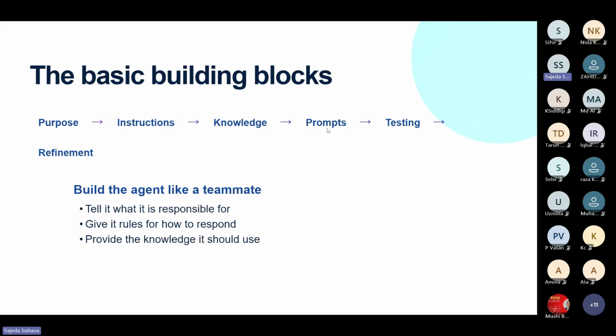Then the prompt. Let's say you opened a website and you see an AI agent just pop up in front of you. You don't know what type of question you need to ask. If you write some predefined prompts, predefined questions, then the user will get some context. Okay, this kind of question maybe I can ask. So you have to write some prompts. And then the testing phase. After building is the testing.